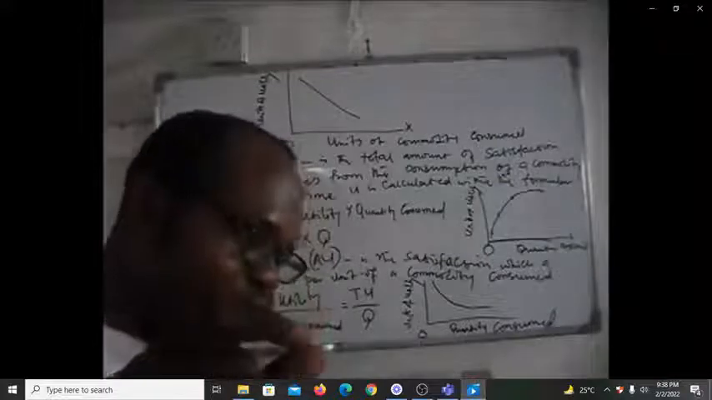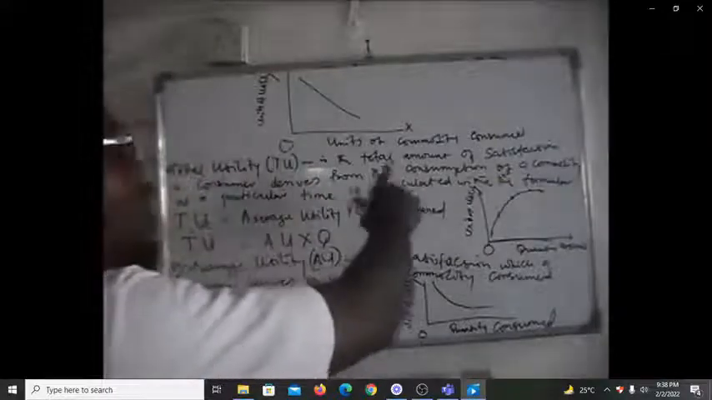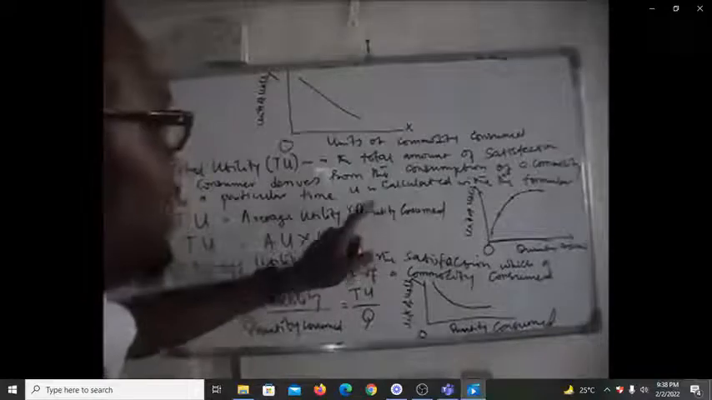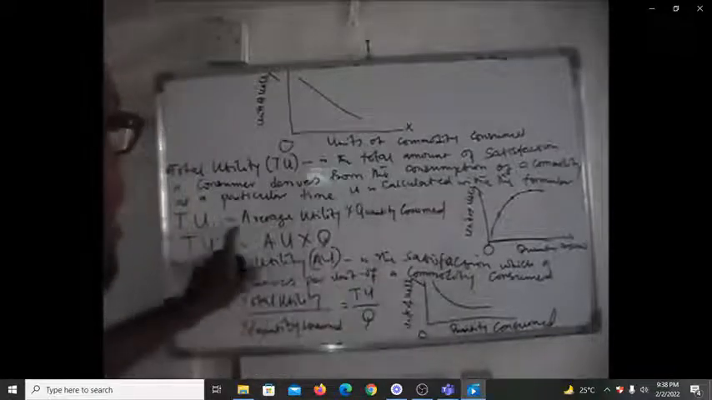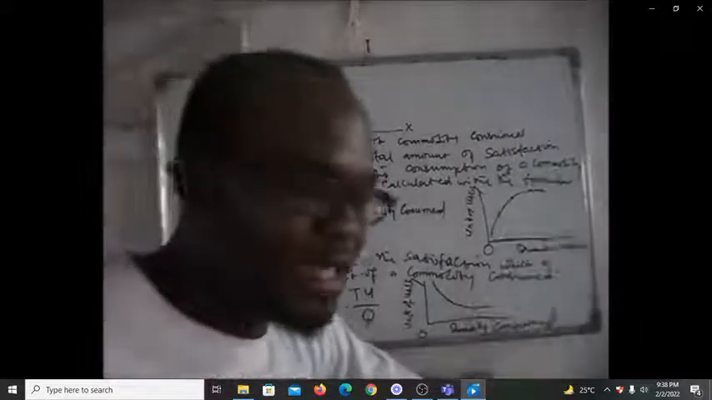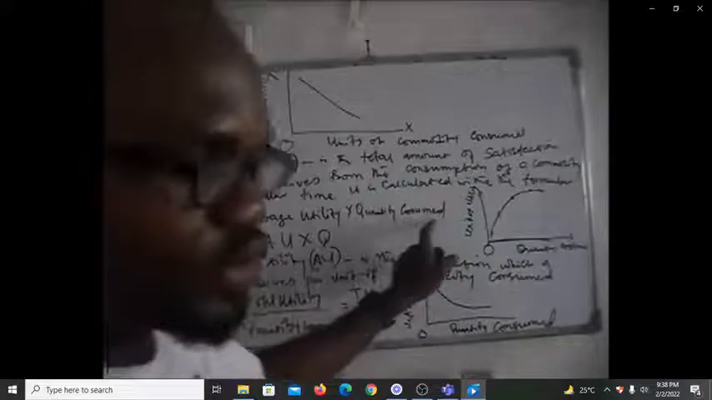We say that marginal utility is the additional satisfaction derived from consuming an additional quantity of a particular good. But total utility is the total amount of satisfaction a consumer derives from the consumption of a commodity at a particular time. It is calculated using the formula average utility times quantity consumed. Is that clear? Whenever you do average utility times quantity consumed, you get total utility.